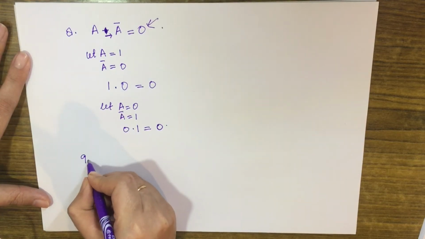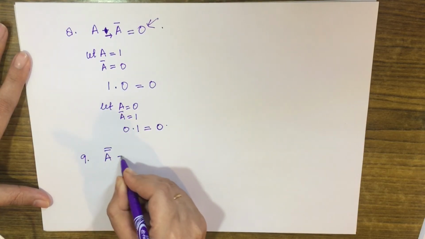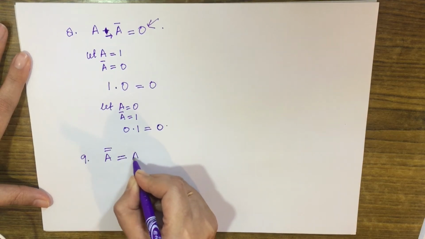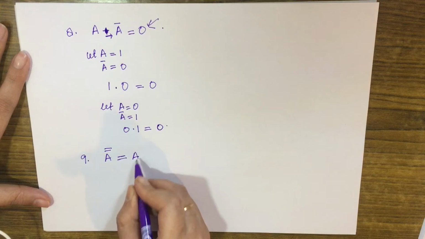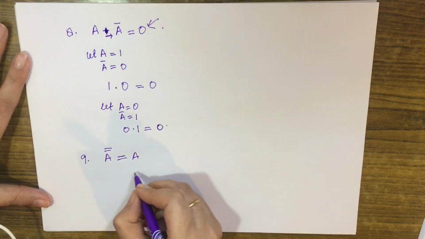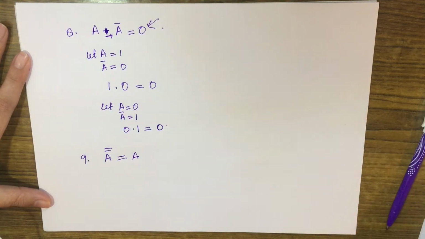Now, rule number 9: a double complement is always equal to a. Whatever the variable is, if you double complement it, it will be equal to the variable. How? Suppose, for example, I will do it like this.